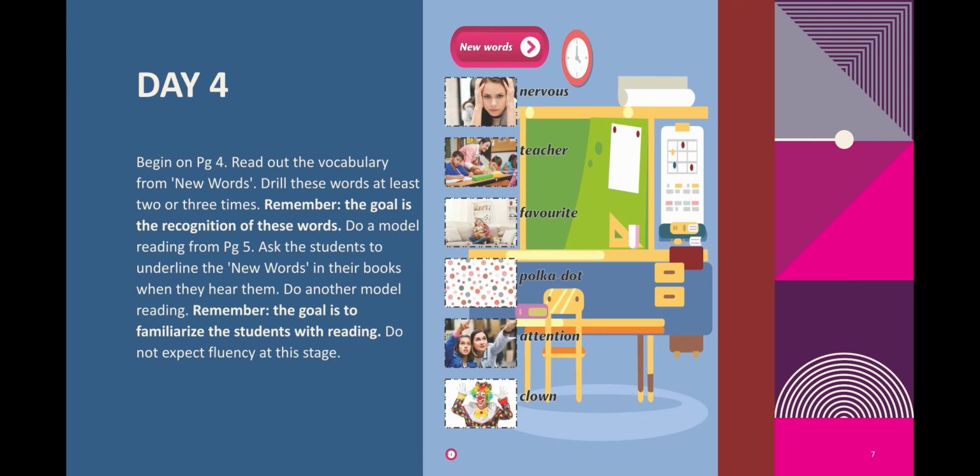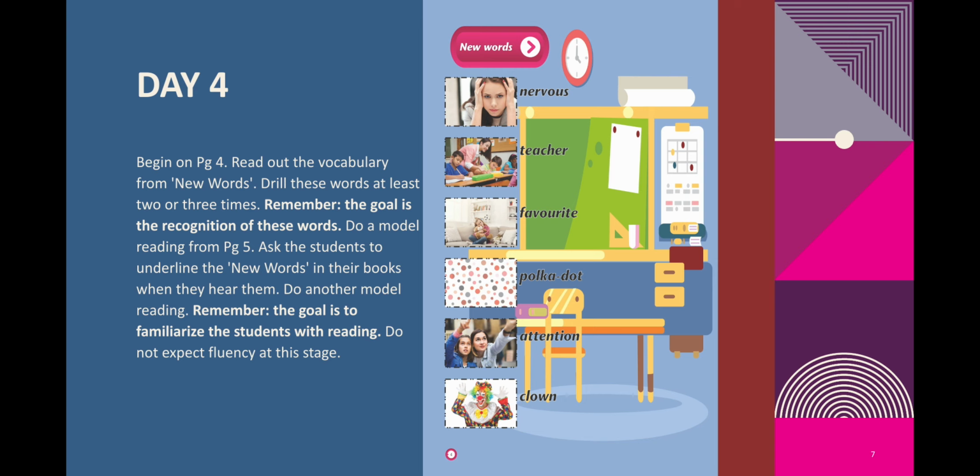On day 4, you can see that there are some new words introduced. These words are also related to school, most of them, but these are mainly related to the reading comprehension passage that will follow. So begin day 4 by reading out the vocabulary of new words. Drill these words at least 2 or 3 times. Drill like this: you say the word, the students say the word, then you repeat again, then repeat again. The pictures are given with the words, and the words are fairly simple. Remember, the goal is the recognition of these words. The student should be able to recognize these words when they see them.